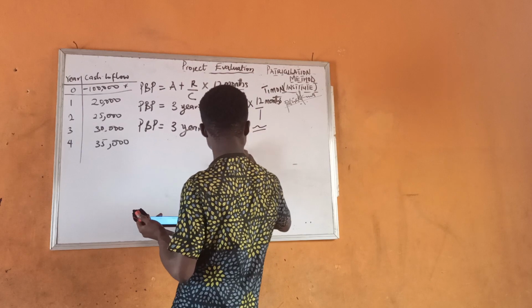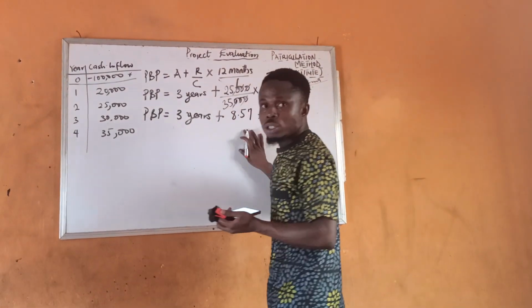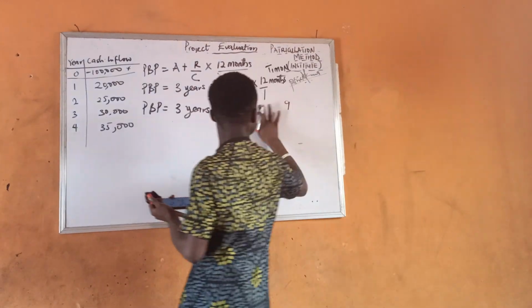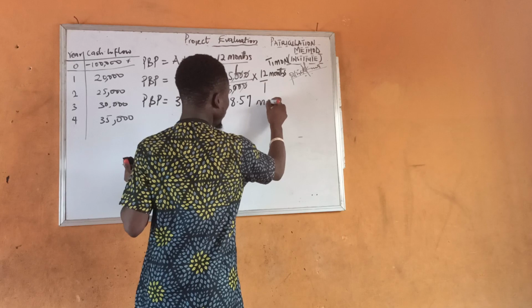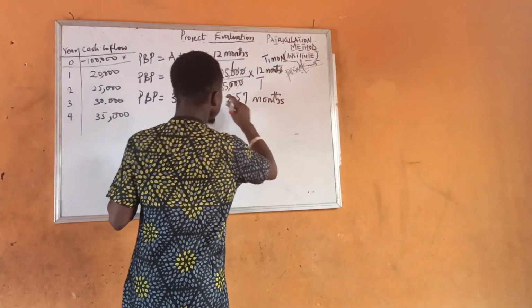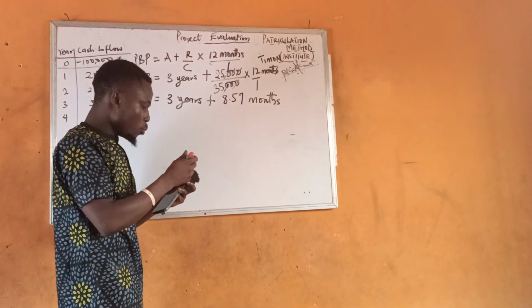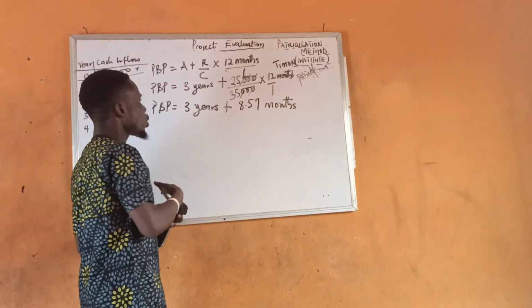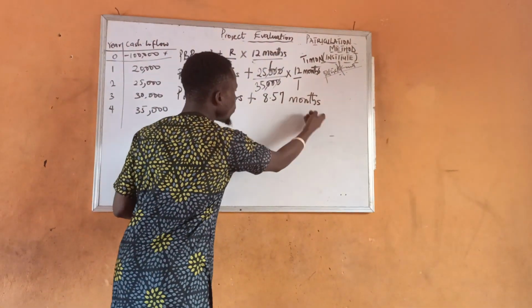This 8.57 will be approximately, let's say, 9, meaning 9 months. This is 3 years plus 8.57 months. This divided by this multiplied by 12 will give you this, and it's in months. So it will take us 3 years plus 8.57 months.